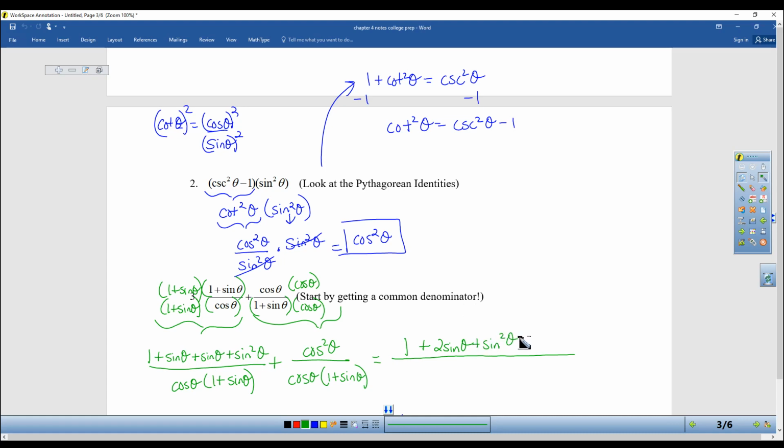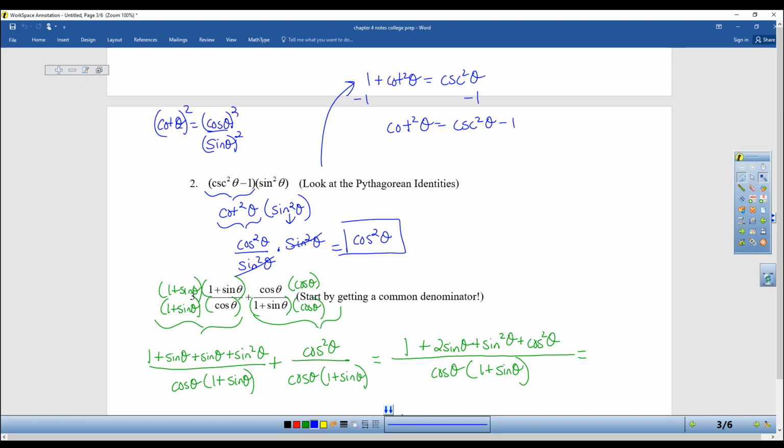Plus sine squared theta plus cosine squared theta, all over cosine of theta times 1 plus sine of theta. So they have a common denominator, so now I can make them all one numerator. Okay. This is why, even if you're in college prep, I cannot recommend highly enough that you memorize all the different trig identities, because otherwise you're not going to be able to get the next step.